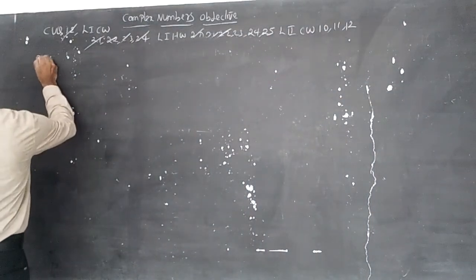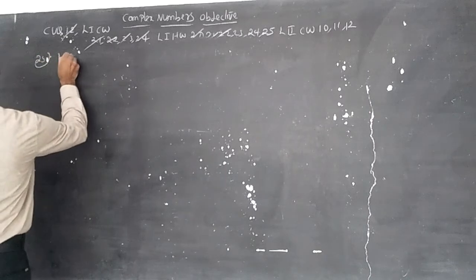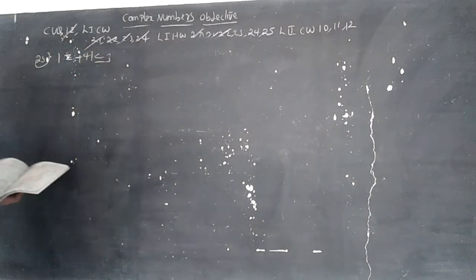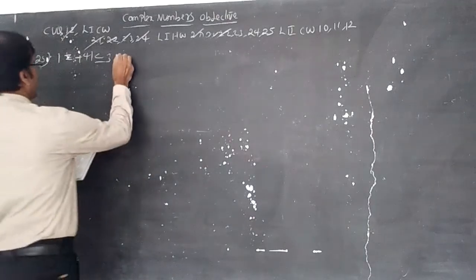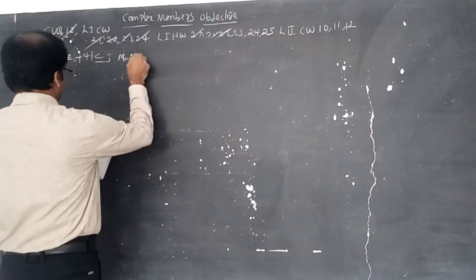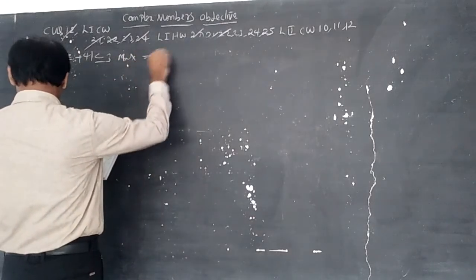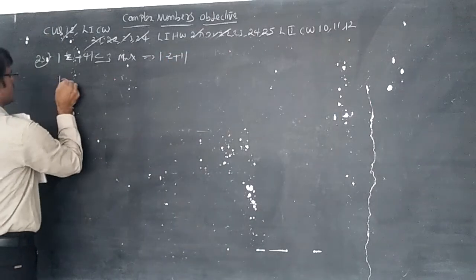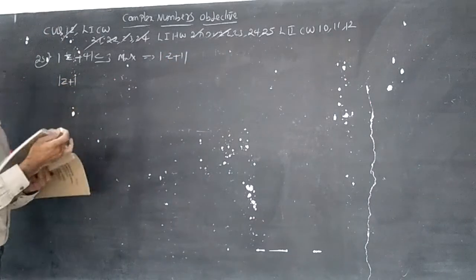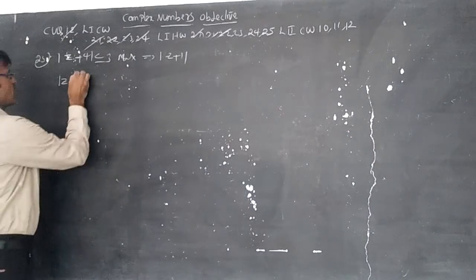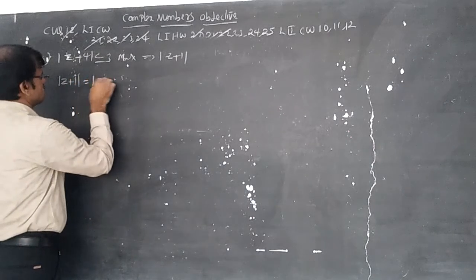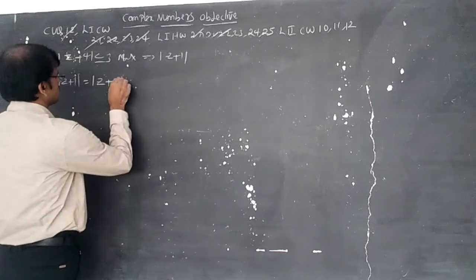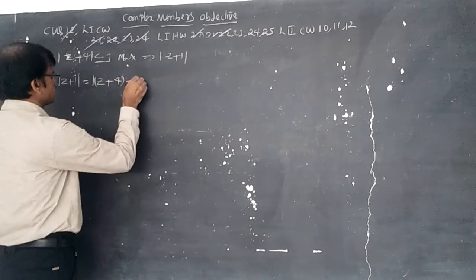23A, a Gateway question from 2007. If modulus of z plus 4 is less than or equal to 3, then find the max value of modulus of z plus 1. We need to convert modulus of z plus 1 in terms of modulus of z plus 4. Write it like this: modulus of z plus 1 is equal to modulus of z plus 4 minus 3.